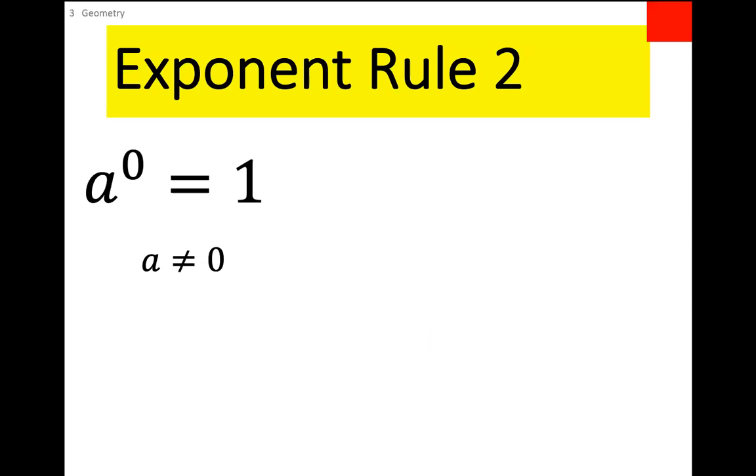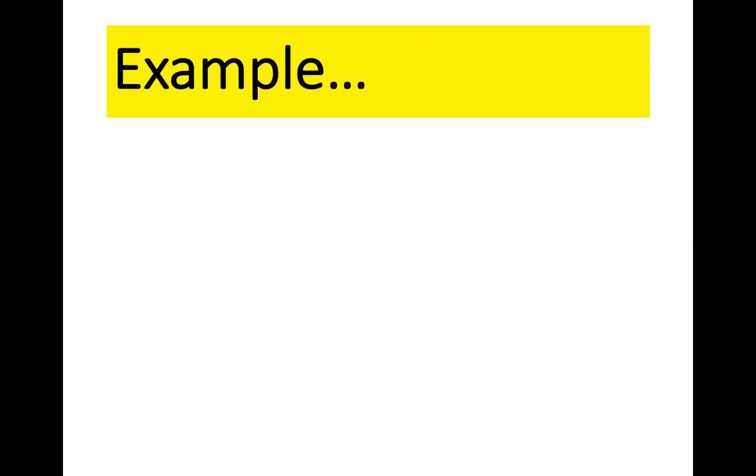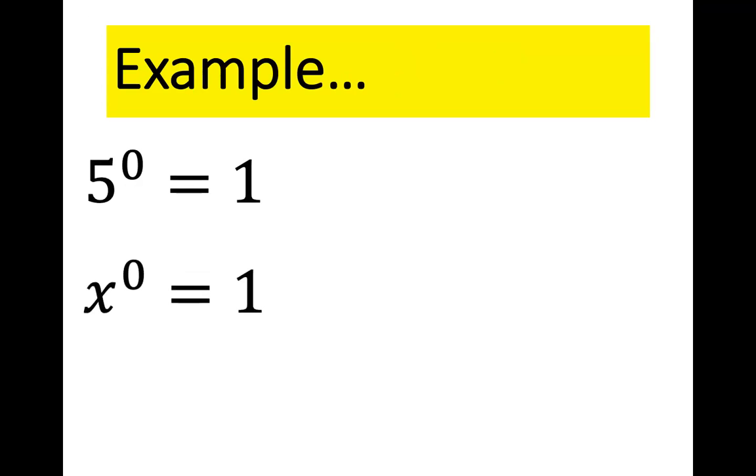Rule number 2 is anything to the 0 power is 1 with the exception of 0. We don't say 0 to the 0 power is 1, but anything to the 0 power is 1. I mean, literally anything. 5 to the 0 is 1. X to the 0 is 1, as long as X is not 0.